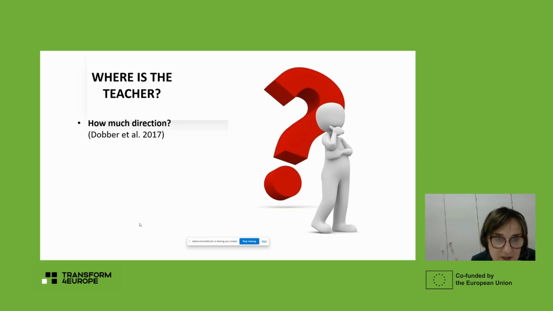So how much direction is the question. Is it the teacher who decides what students do, what questions, what problems should be investigated? Or are the students left to take the decisions about what to study for themselves? So how much direction should the teacher offer? Is this inquiry more teacher-directed or more student-directed? This is one of the important questions in inquiry-based learning.